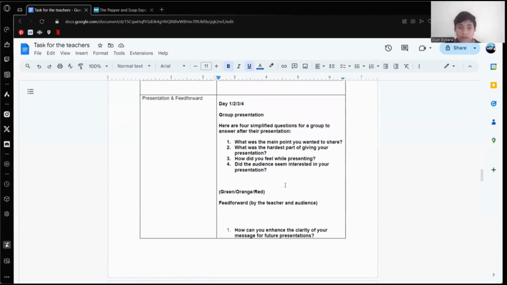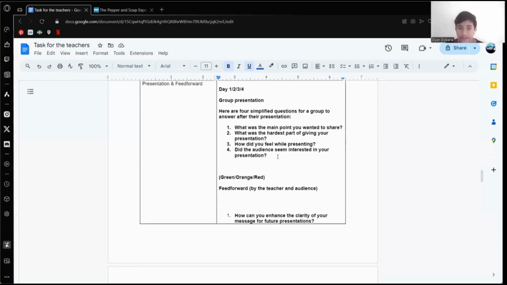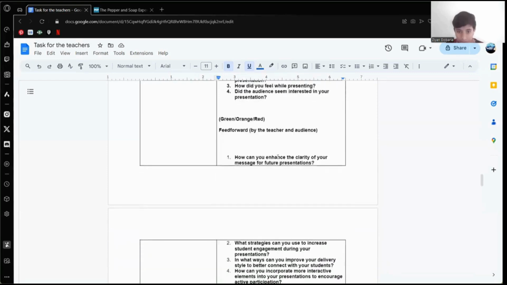Okay. So now for the presentation and feed forward, after the group is done presenting, they should use these four simplified questions to answer after the presentation. What was the main point they wanted to share? What was the hardest part of giving your presentation? How did you feel while presenting? And did the audience seem interested during your presentation?